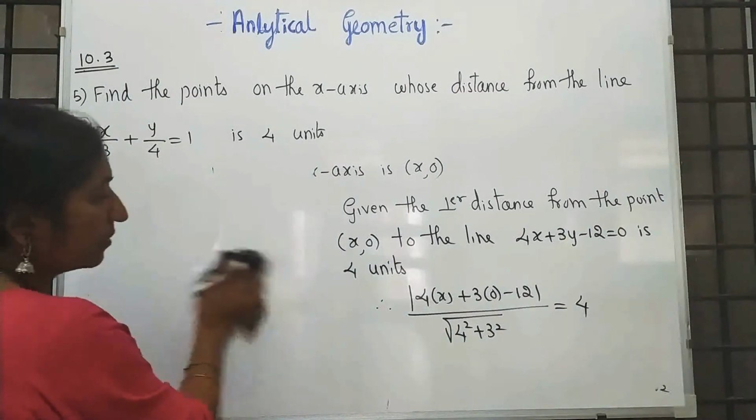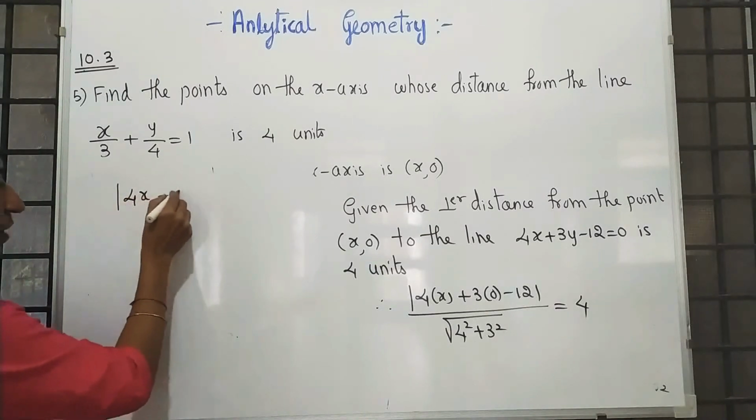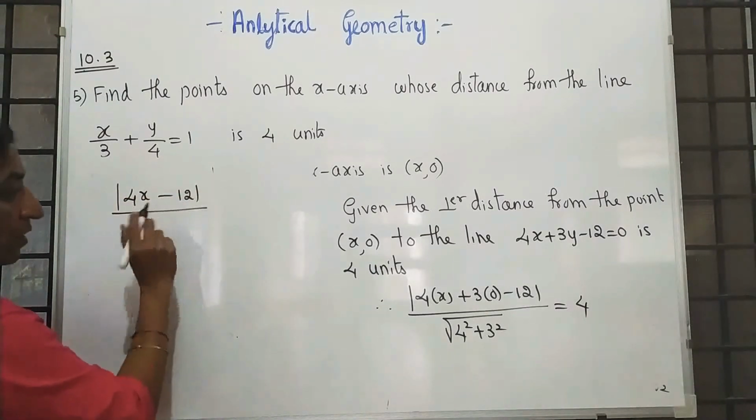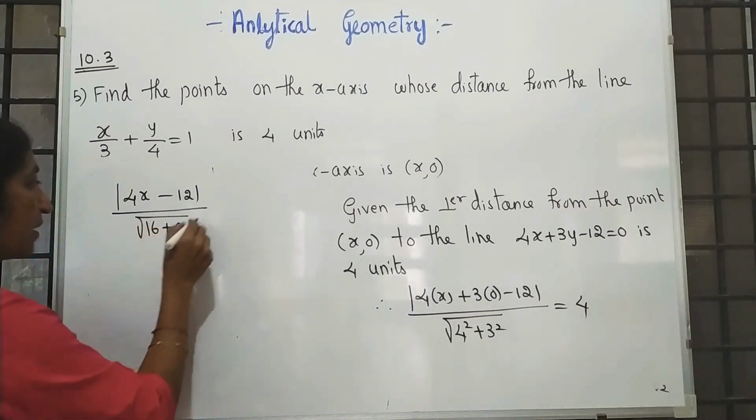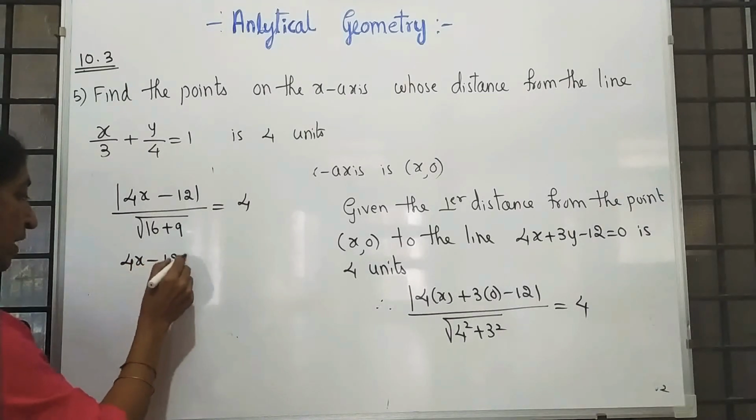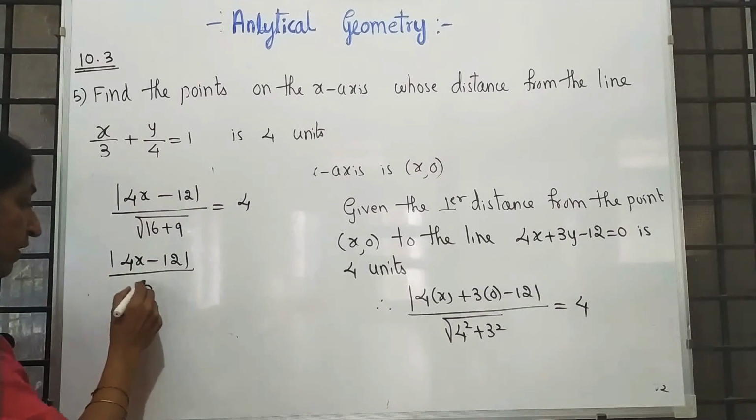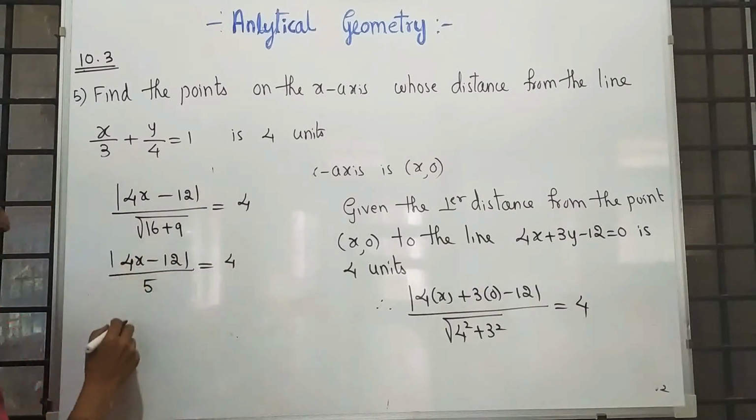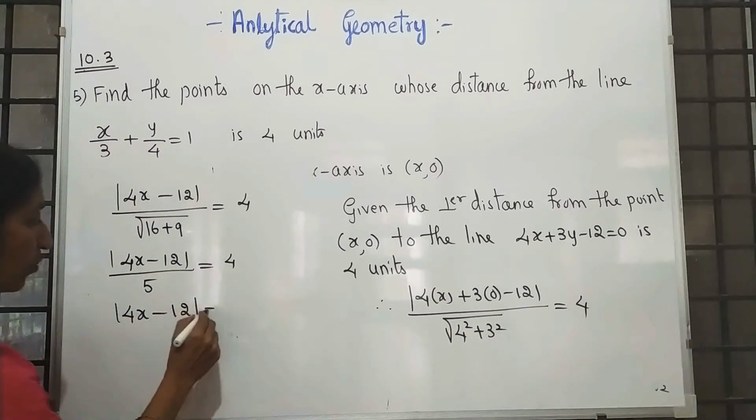So it is modulus of 4x minus 12 upon root of 4 square is 16, 16 plus 9, is equal to 4. Modulus of 4x minus 12 upon square root of 25. Square root of 25 is 5, is equal to 4. That is modulus of 4x minus 12 is equal to 20.